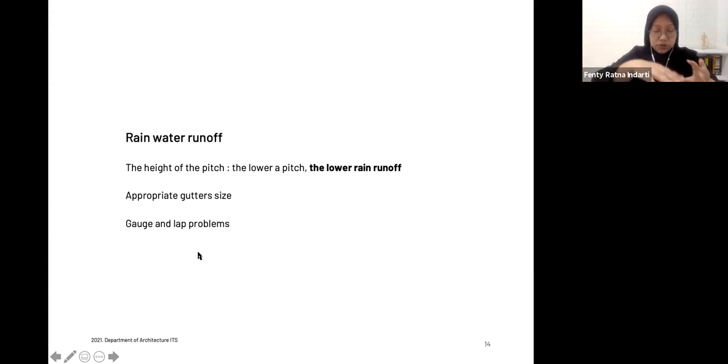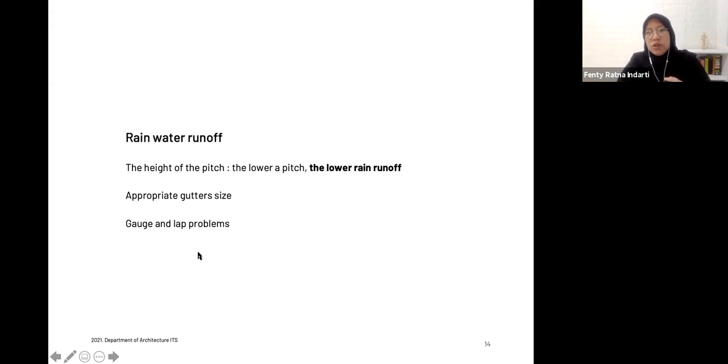Again, if you imagine you have a surface and then you make a slope on it, and then you check the speed of how it travels from the top to the bottom, then you can understand that the lower the pitch, definitely the lower the rain runoff. So you have to think about how to mitigate the accumulation so that you don't have a very heavyweight roof during the rainy season. And then, of course, it will relate to the appropriate gutter size.